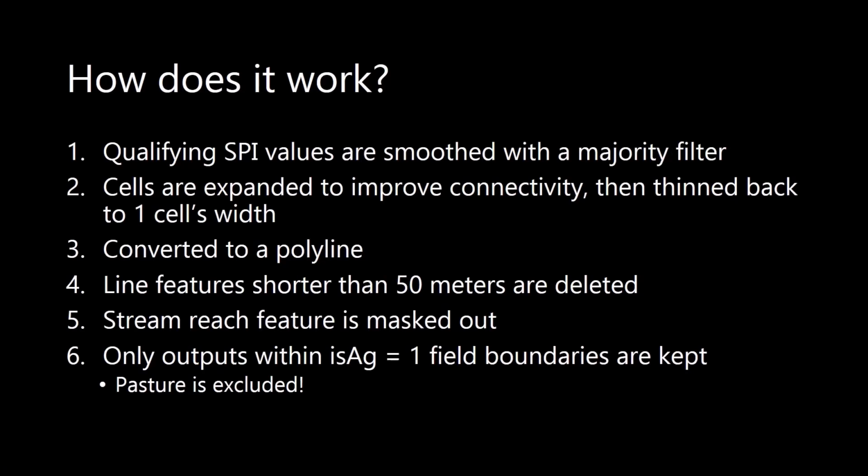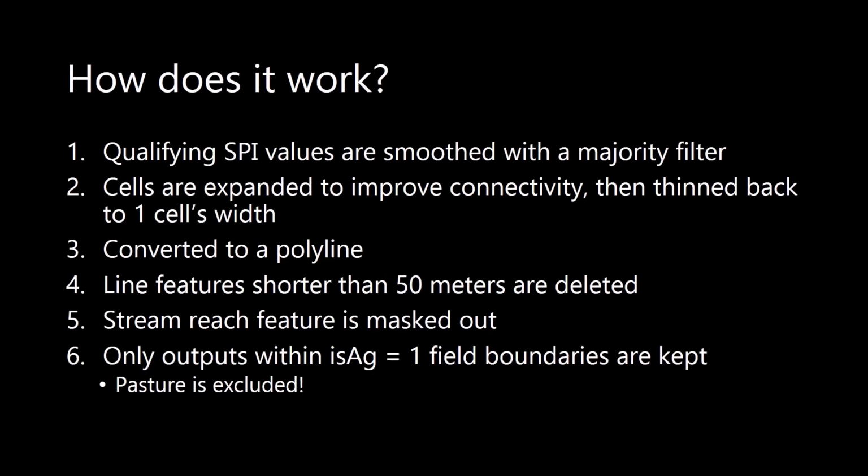As the tool is running, let me give you a rundown on how it actually works. First, it's going to take qualifying SPI values, that's any value that's greater than the specified standard deviation, and those values are going to be smoothed with the majority filter. Whatever is remaining will then be expanded to improve overall connectivity. Then it's going to be thinned back down to 1 cell.